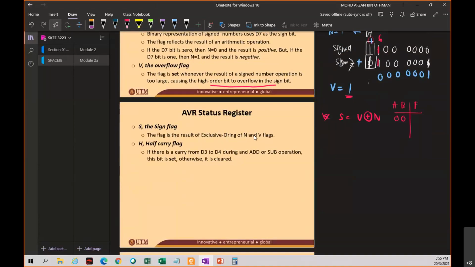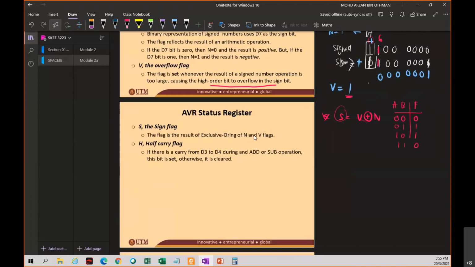Bila 0, 0, 0, 1, 1, 0, 1, 1, dia akan jadi 0, 1, 1, 0. Okay, so this S here depends on the value of V dengan N.